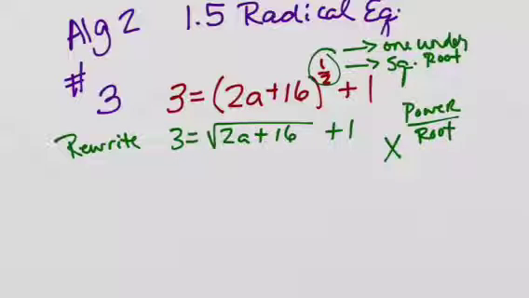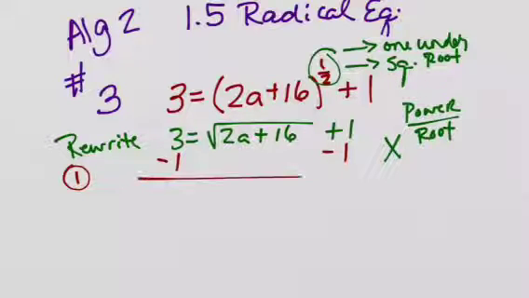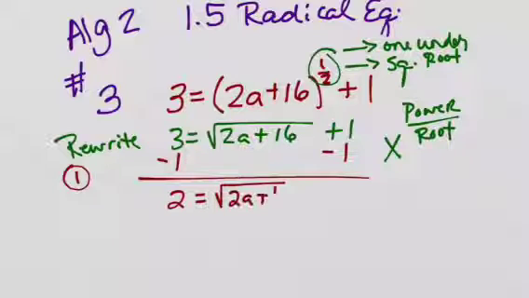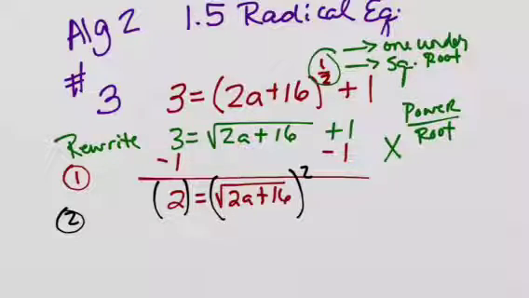And then, of course, let's just go through our process here. The first step is to get your radical alone, just like we did with the absolute value. So I'm going to subtract 1 from both sides, and I end up with 2 equals the square root of 2a plus 16. Now the goal is to try to get rid of that square root symbol. Well, the opposite of taking the square root of something is to square it. So the entire left side, the entire right side, both get put in parentheses and get squared.